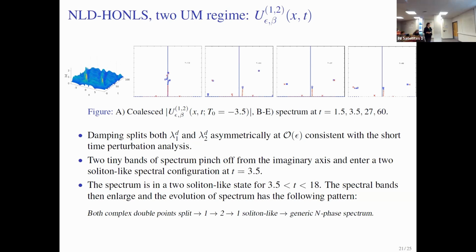It stays in a two soliton-like state for a fairly extended period of time, from about 3.5 to 18. And then the spectral bands begin to enlarge, like you see here in this last plot. And so you're just evolving like a generic in-phase solution. By saying that it goes from one soliton-like to two to one, I want to emphasize that it's not oscillating back and forth from a 1 soliton to a 2 soliton. It will achieve its two soliton-like state, and then it will dissipate from that.